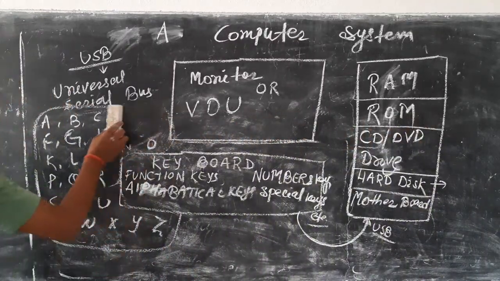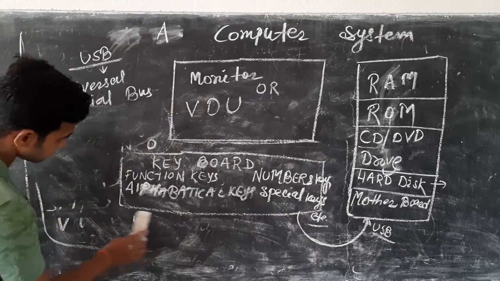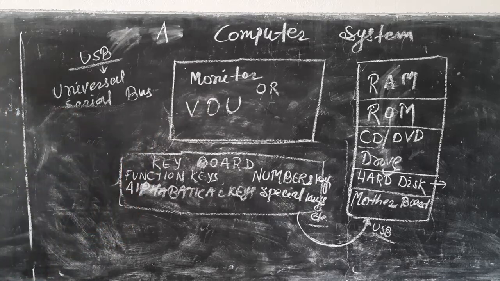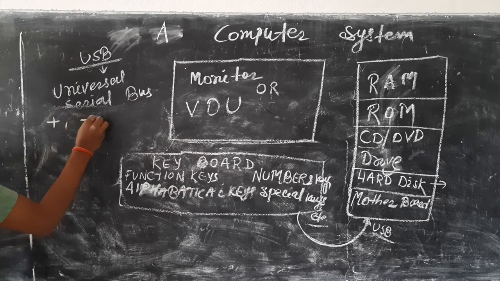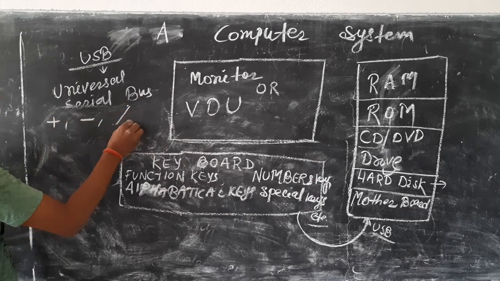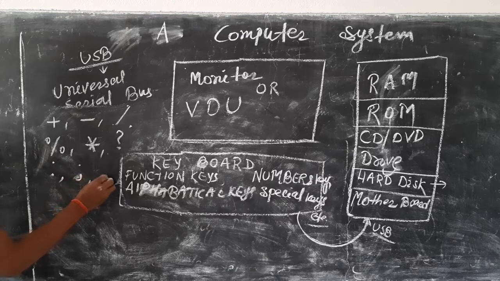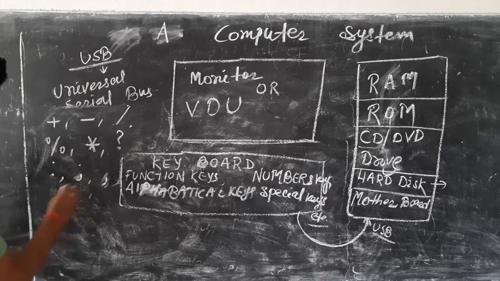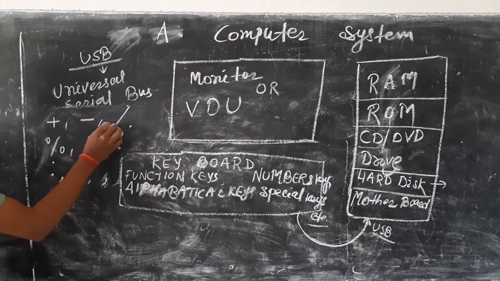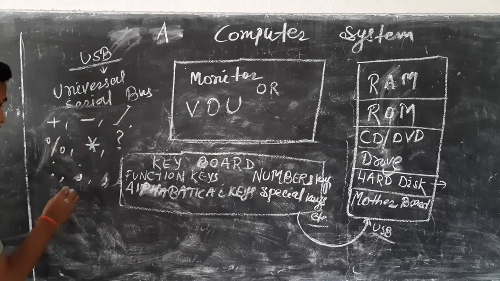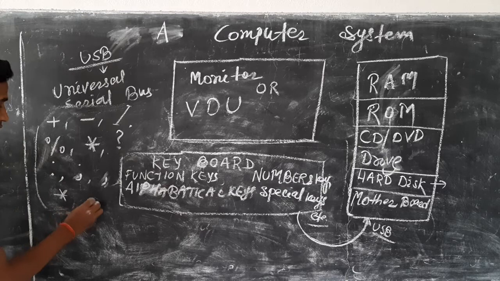Our next keys are special keys. Special keys are like plus, minus, divide, remainder, multiplication, question mark, colon, semicolon, comma, and slash, which is also used for division. Asterisk keys also. These are all the etc.